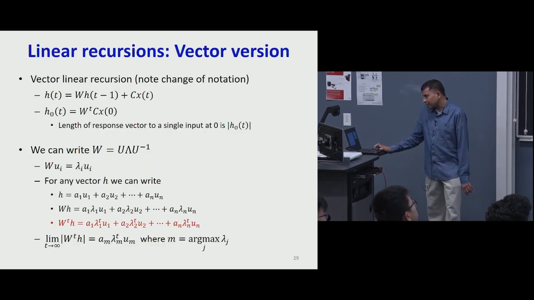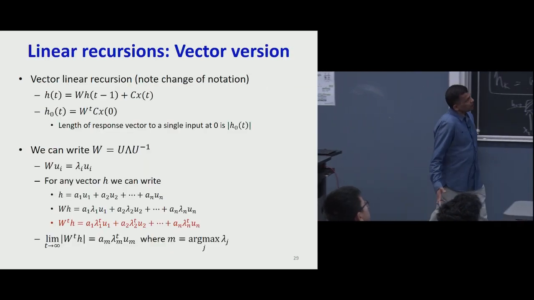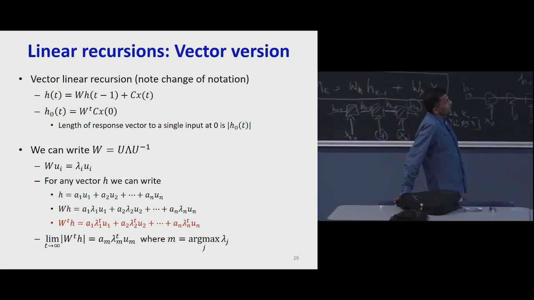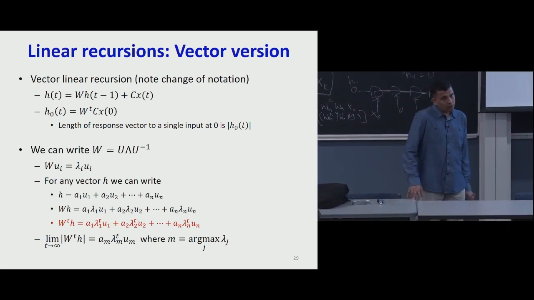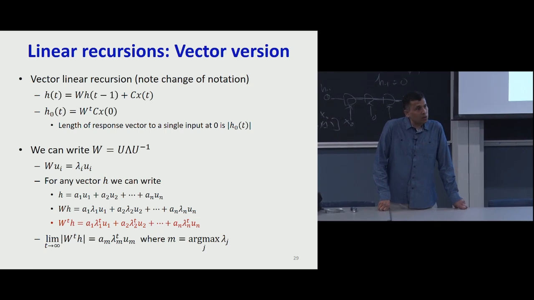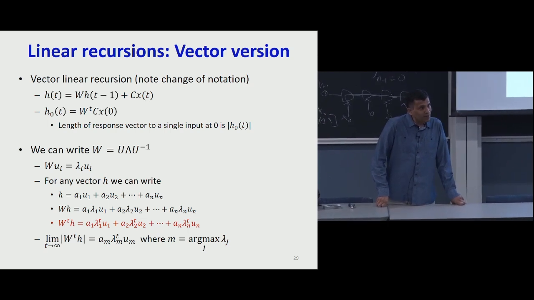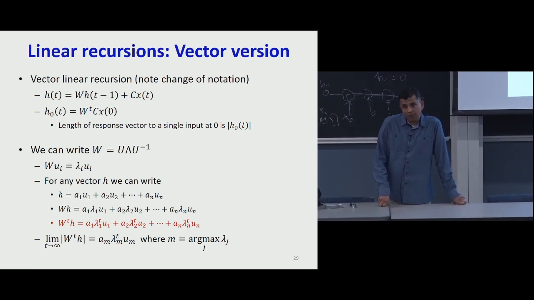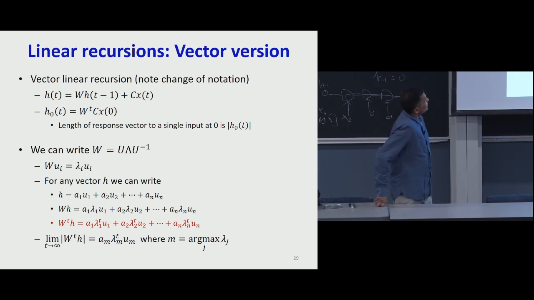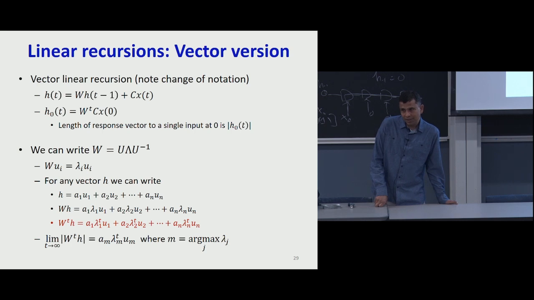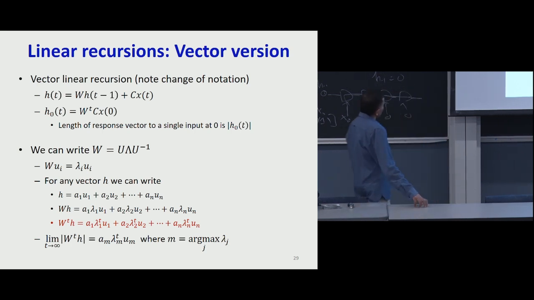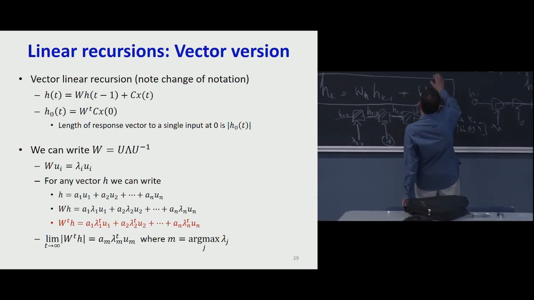Now I can think of vector recursions. Vector recursions are basically the same thing. I can replace the scalars by vectors. Now x0 is going to be an input vector, and the response at time t is simply going to be w raised to t times c times x0, where everything is now matrices and vectors. But then here is something that you want to remember.